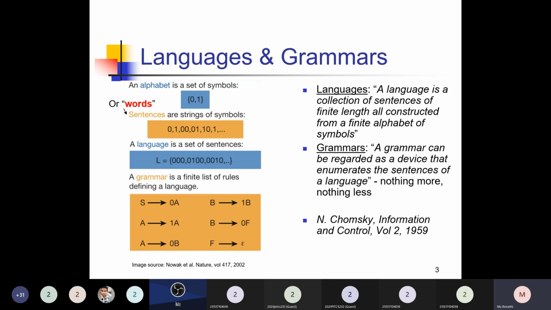Before we study finite automata, we should know the basic concepts of finite automata. The first concept is the alphabet. An alphabet is a set of symbols. The symbol may be a numerical symbol, or it may be letters like A to Z, or it may be a special character like plus, minus, star, slash, etc. So an alphabet is nothing but a single symbol.